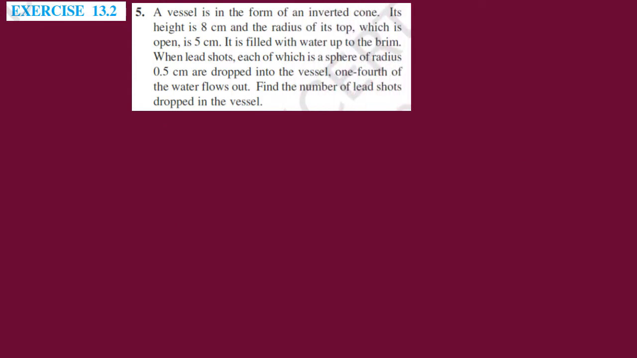A vessel is in the form of an inverted cone. Its height is 8 centimeter and radius of its top, which is open, is 5 centimeter. It is filled with water up to the brim. When lead shards, each of which is a sphere of radius 0.5 centimeter, are dropped into the vessel, 1/4 of the water flows out. Find the number of lead shards dropped in the vessel.